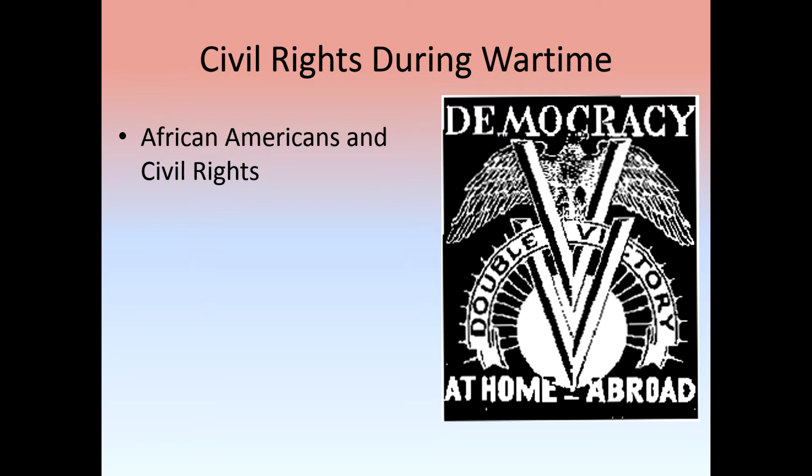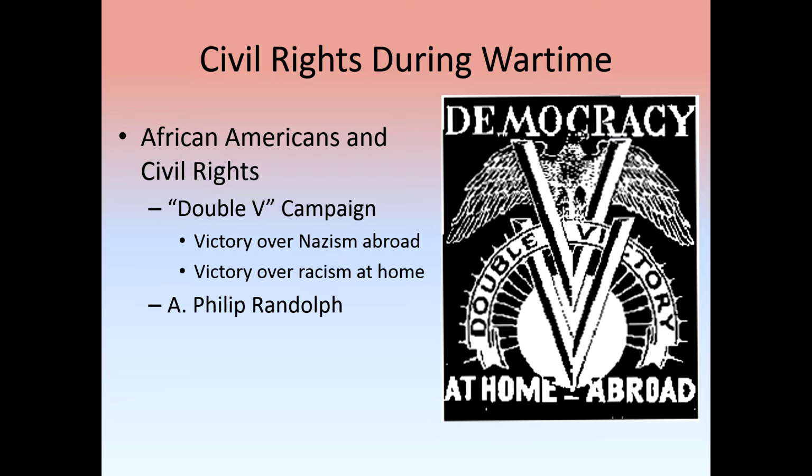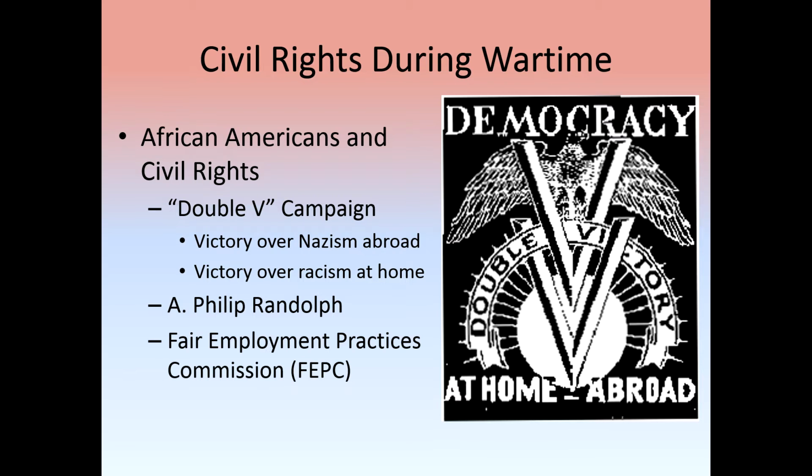And they did actually begin to make small gains. For example, there was a civil rights advocate whose name was A. Philip Randolph. He announced that he had plans to hold a march on Washington in order to demand civil rights. Well, FDR feared that a march on the Capitol would be a huge embarrassment for him, so he negotiated a deal with Randolph. And so the march was called off in exchange for the creation of the Fair Employment Practices Commission, or FEPC.